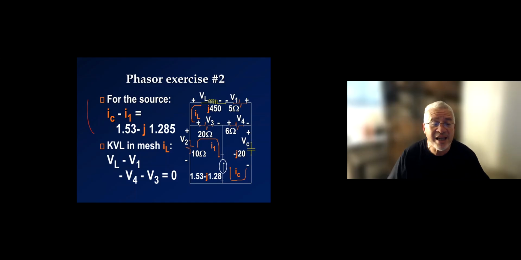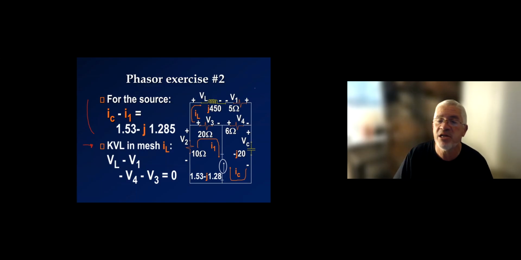Okay. Next thing we do, we actually write a KVL. Once we realize that, we're going to write a KVL in mesh IL. This is what I've called in the past a regular mesh. What do I call a regular mesh? A mesh that doesn't have a current source. So mesh IL is one of those, and I can write a KVL in that mesh: plus VL minus V1 minus V4 minus V3 equals 0.